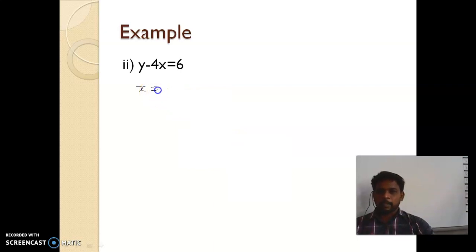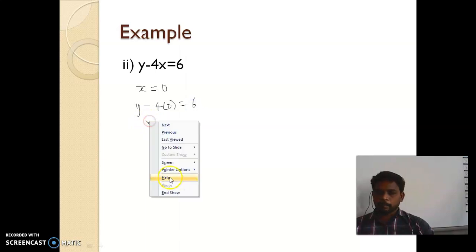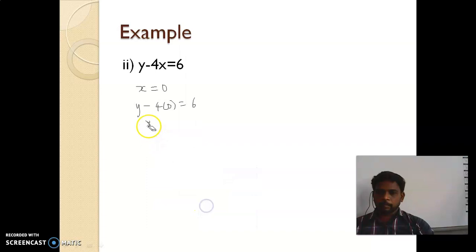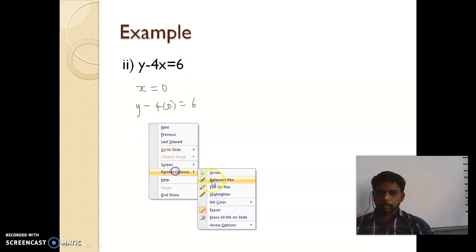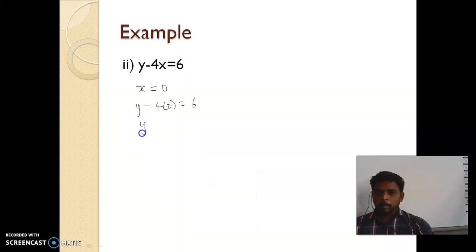So x equal to 0. What will happen now? y minus 4 into 0 equal to 6. So 4 into 0 is 0 only, so y equal to 6. So what is the point now? x equal to 0 and y equal to 6. Okay, so that is the first point.